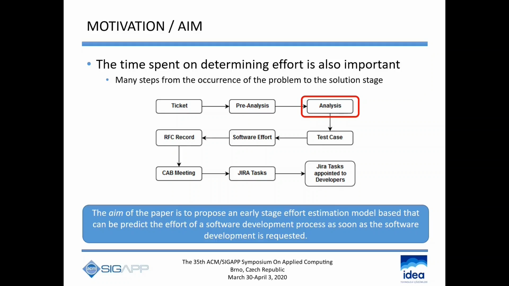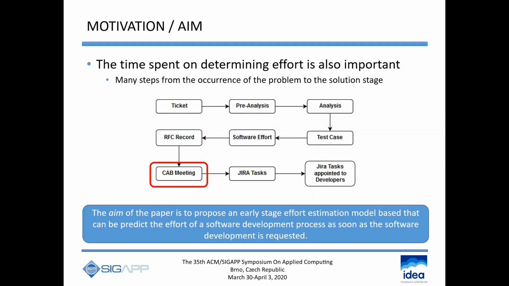The analyst makes an analysis, creates an analysis document, and sends it to a tester to determine testing cases for the approval of the solution. After that, a software leader who receives the analysis document and test cases predicts the effort required for this development process and creates an RFC record. RFC is request for change, which indicates that an additional development is needed here.